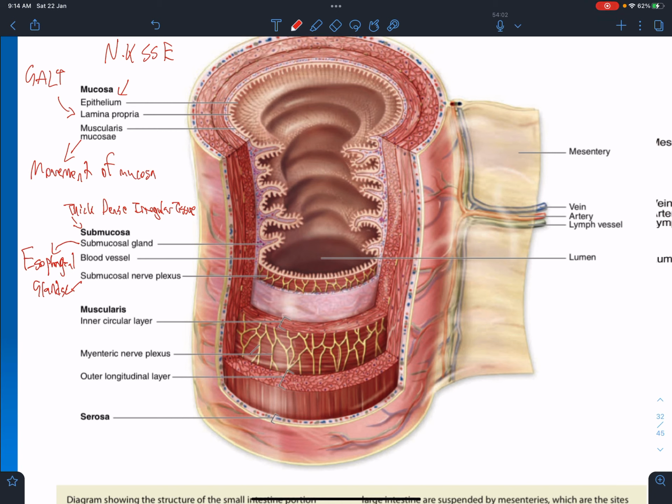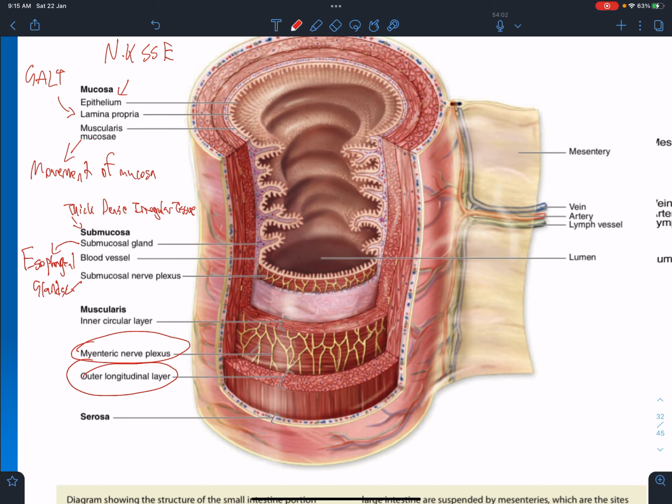The next one underneath it is the muscularis layer. Now the muscularis externa layer is the layer responsible for contraction, therefore peristalsis and mixing movement. It contains two layers. One layer is basically circling the lumen, known as the inner circular layer, and the other is lining the whole length of the digestive tube, called the outer longitudinal layer. And in between these sublayers in the muscularis layer is the myenteric nerve plexus. My for muscle, enteric for intestine.